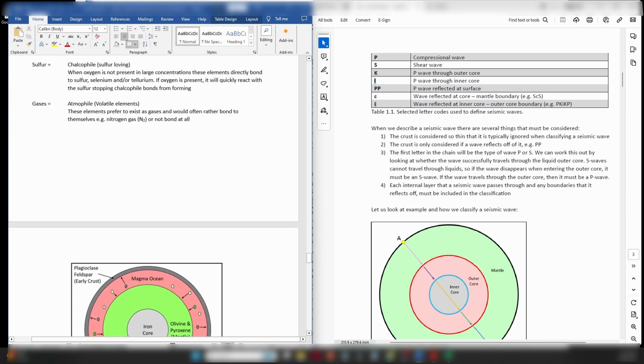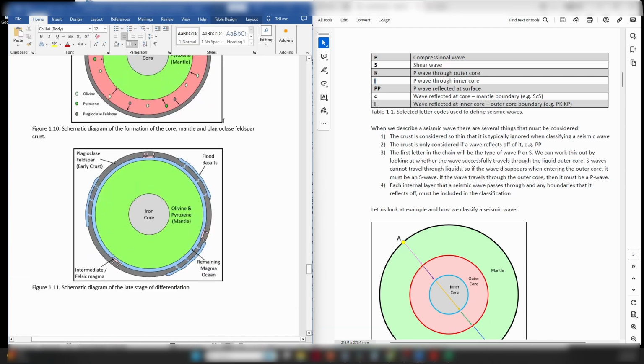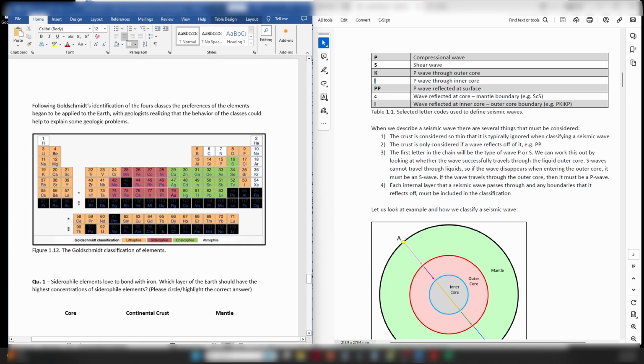So what happened later is Victor Goldschmidt came along, and Victor Goldschmidt looked at the periodic table. So if we come down here, here we have our periodic table. And Goldschmidt looked at each element, and what he did is he studied them and he analysed, well, under the correct circumstances, what does each element prefer to bond with? What does it prefer to interact with? And so by doing this, he actually came up with 4 distinct groups of elements.